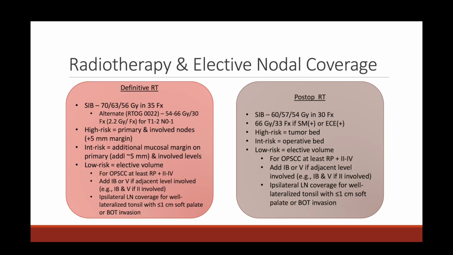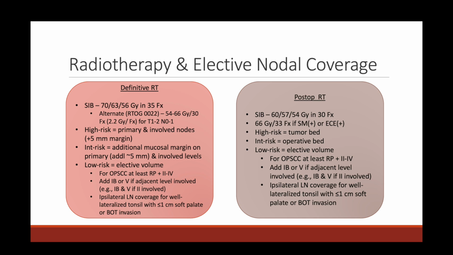We've talked extensively about the radiation dose and elective nodal coverage in our general principles lecture, so I don't want to spend a ton of time on that here. I will point out there's a phase 1 to 2 trial called RTOG 0022 that looked at an alternate fractionation scheme. Instead of 2 gray per fraction, they looked at 2.2 gray per fraction, so 66 gray in 30 fractions to the primary, specifically for T1 to 2, N0 to 1 tumors. So that is an alternate fractionation scheme that exists.